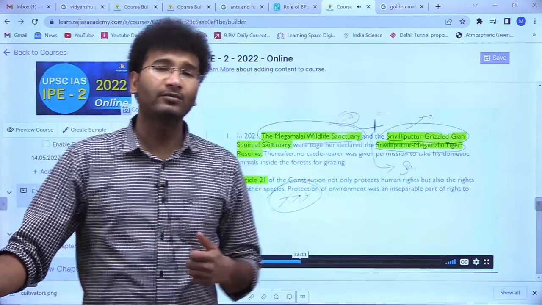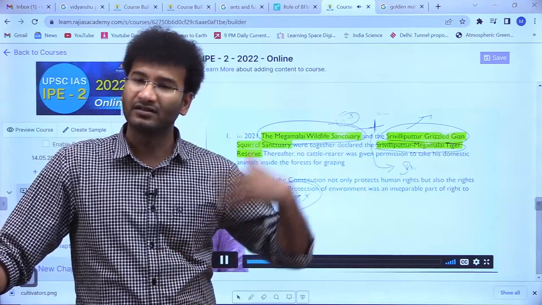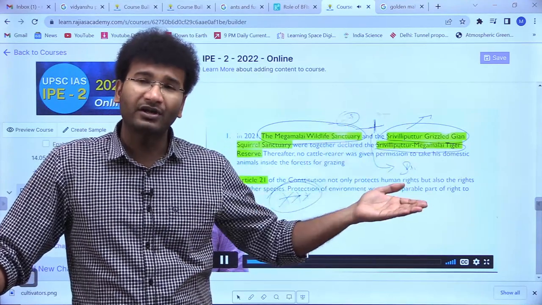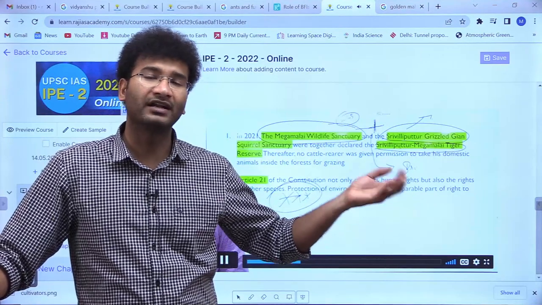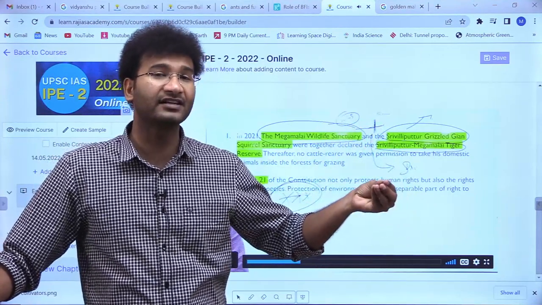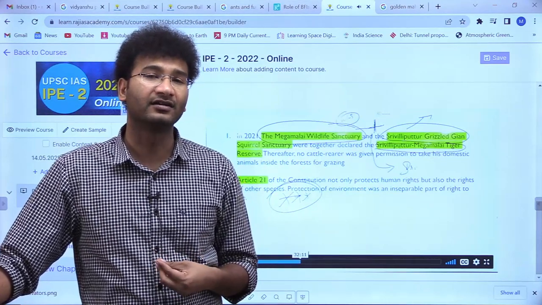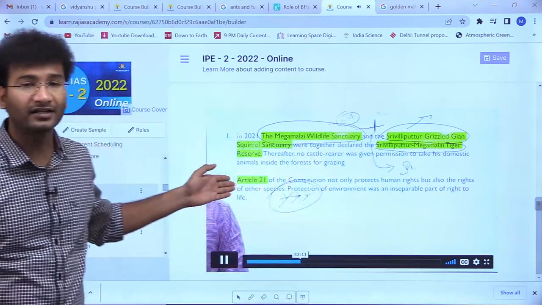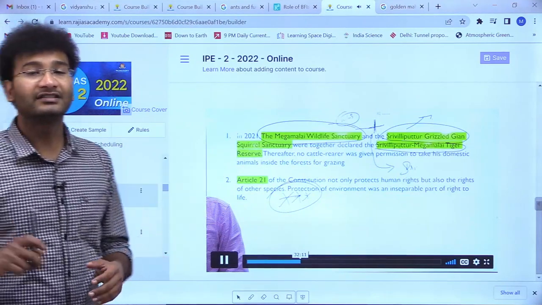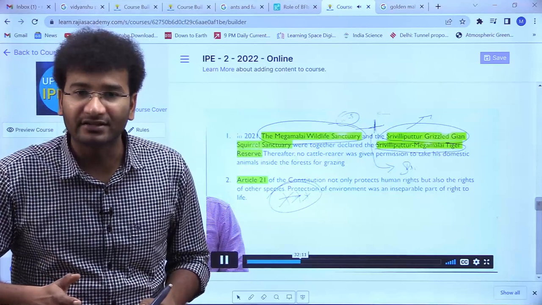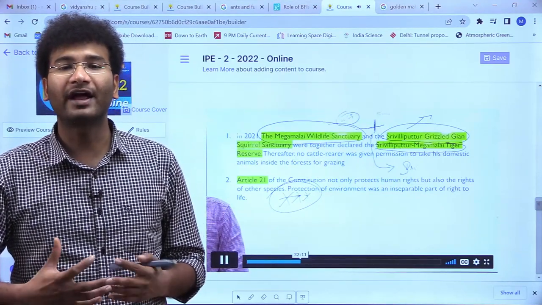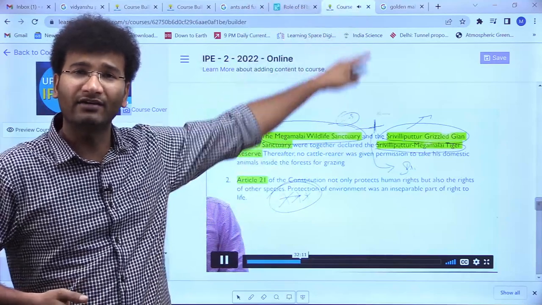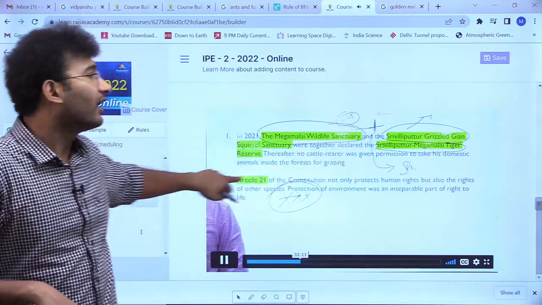It is said that animals don't know the boundary lines between states and between nations. So it is a duty upon human beings to protect those animals, because rights are given for the protection of those animals. Rights are given to them, but they don't know how to exercise those rights. So that is why humans are given the entitlements, and the government has the sole responsibility for protecting those rights. So that's why statements 1 and 2 are correct. Under Article 21, the Constitution of India not only provides human rights, but also the rights of other species. Protection of the environment is an inseparable part of the right to life. That means the right to life is not just for humans, it is also a right to life for animals, right? And the government is the authority for that, right?